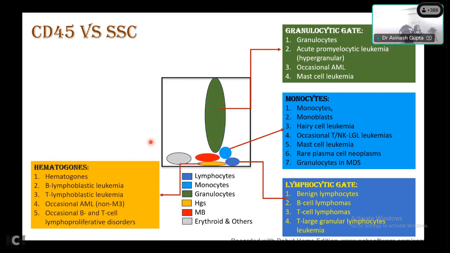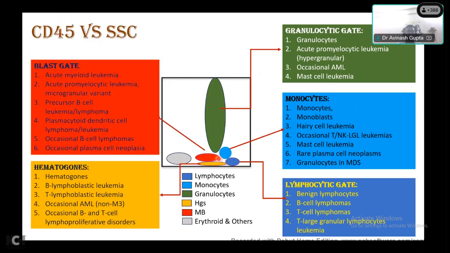Then if you go to this CD45 dim zone, I divided this zone into two colors. The orange one has very minimal side scatter and is CD45 dim. So mostly this is a zone for your hematogones. Then your B cell and T cell leukemias may sit here. Very rarely, an AML population which is not having any granules and is a small population may come in this region.